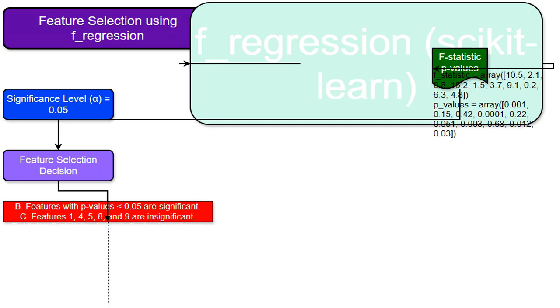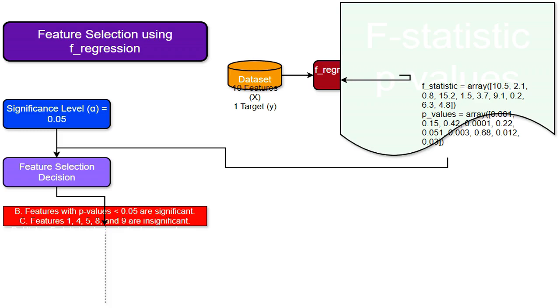I am using the f_regression function. It's part of the Sklearn library, a popular Python tool for machine learning tasks. This function helps select the most important features from my data. The f_regression function gives me two important things: f-statistics and p-values.